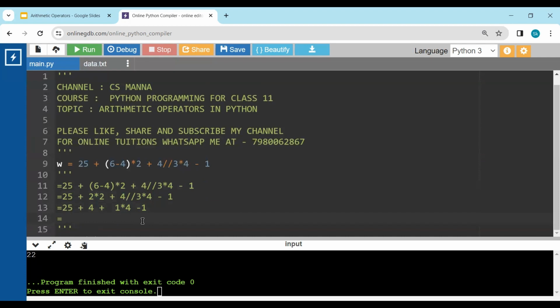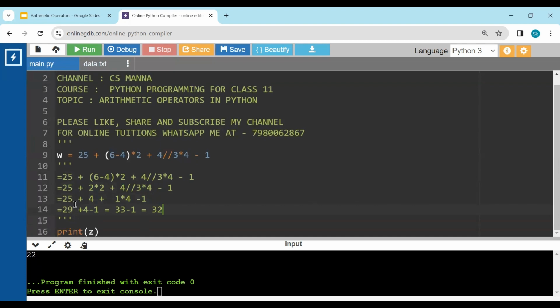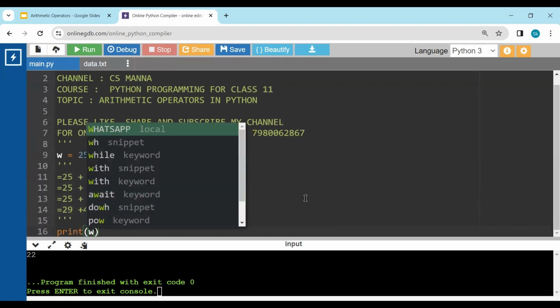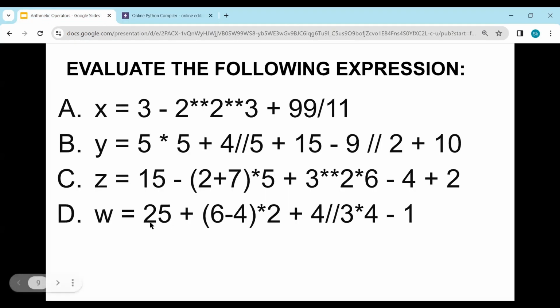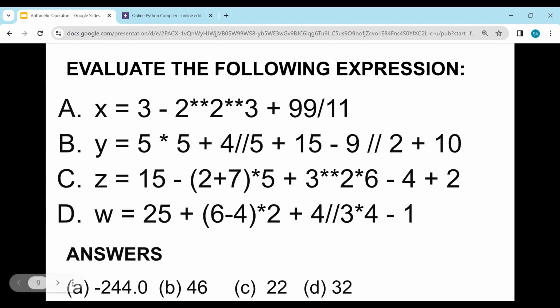And finally, this is 25. So 1 into 4 is 4, so 25 plus 4 is 29 plus 4 minus 1, which is basically 33 minus 1, which is equal to 32. Okay. So the answer, if we print W, should be 32. Let's run it. The answer is 32. Okay. So we have solved all 4. So you can see these are the answers: minus 244, 46, 22, 32. You can pause the video and see the way I have solved this.